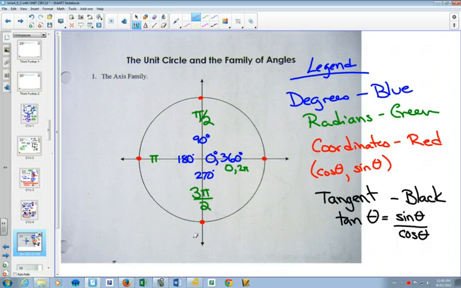Since the unit circle has a radius of 1, if I went 1 to the right, does it make sense that this coordinate is 1, 0? The unit circle is based on the idea that right at the center is 0, 0. If I went 1 up from 0, 0, this would be 0, 1. Negative 1, 0. And finally, 0, negative 1.